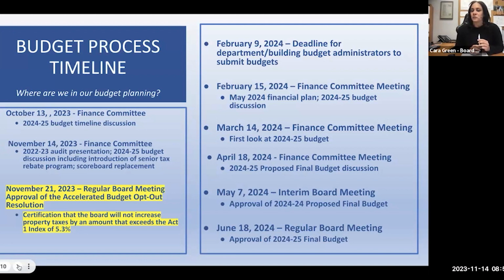We're going to talk about our May 2024 finance plan and then have another update for the budget. And then in March, that'll be the first look for the Finance Committee to see the full budget for 24-25. And then you can see the other dates that we have. June 18th is going to be our final adoption.